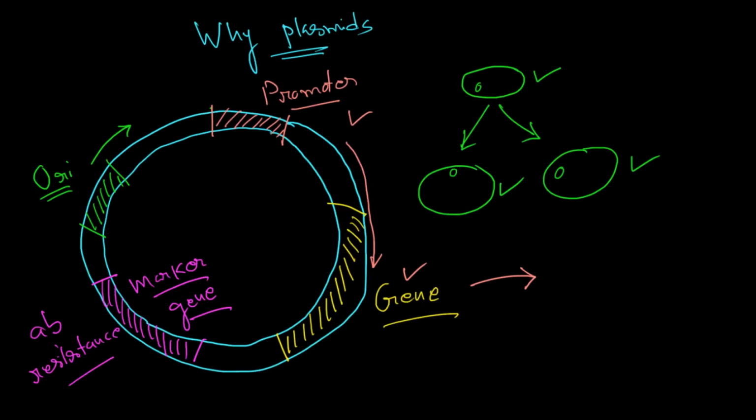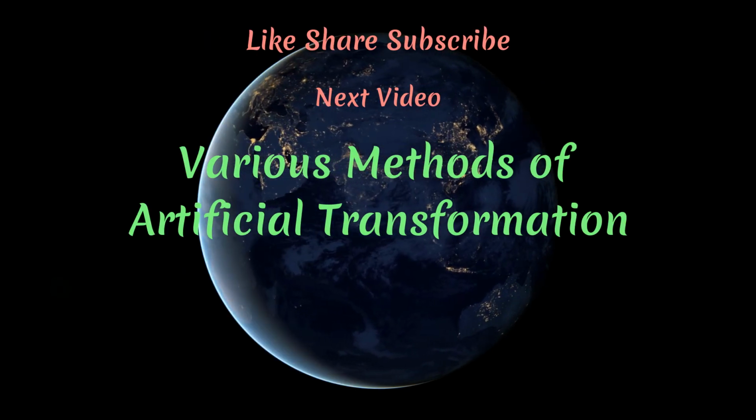So due to all these reasons, we find plasmid a very effective vector medium for the artificial transformation process. So how do we perform the artificial transformation process? I shall describe the various methods of artificial transformation in the next lecture.